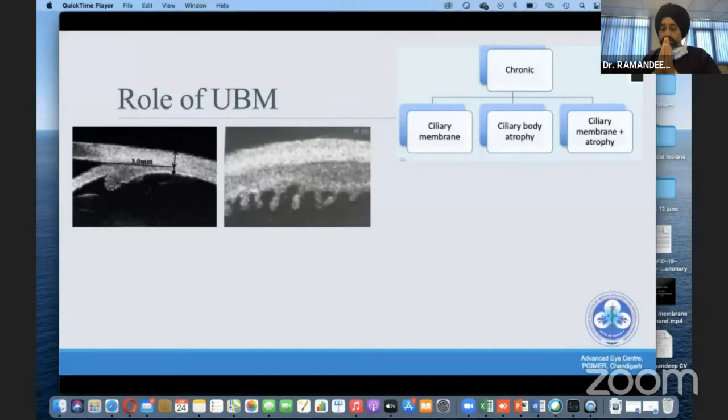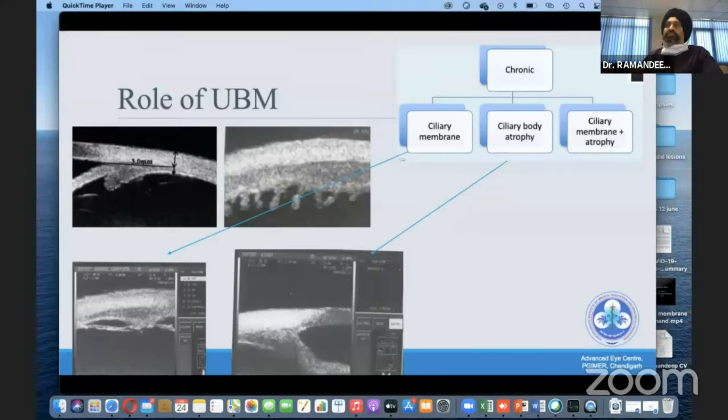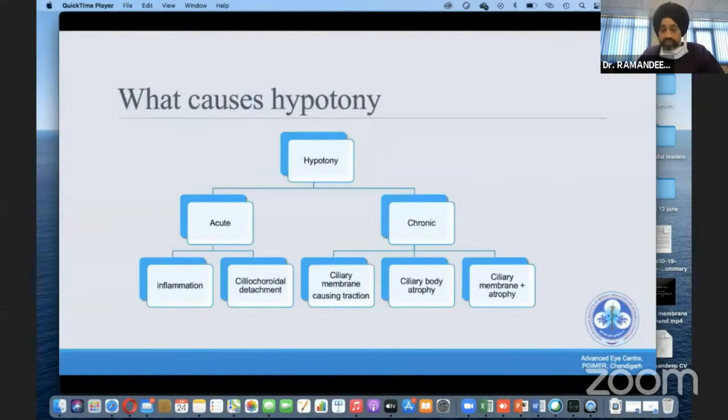because UBM is the only tool which will tell us about the health of the ciliary body. Again, a retro-iridal structure, so UBM will be able to pick up, and UBM will be able to show us whether a normal looking ciliary body is there or not. Here you can see a cyclitic membrane which is very thick over a normal looking or slightly blunted ciliary body, or a ciliary body whose exact shape is not there, but there is no cyclitic membrane also, but you can see the ciliary body is blunted, and you can see these finger-like projections are lost in the scan, and you see a thin membrane there. So these are the chronic changes which are seen on the UBM in the hypotony that require surgical management.